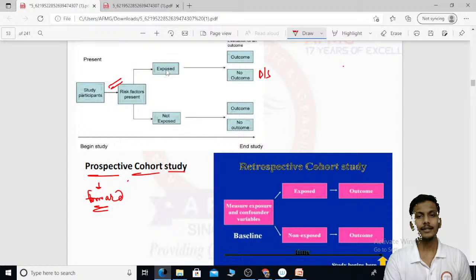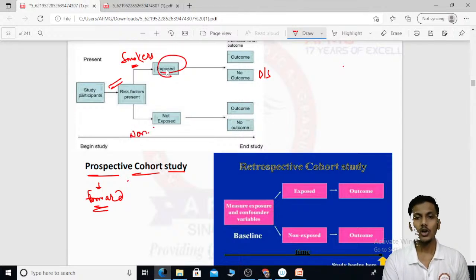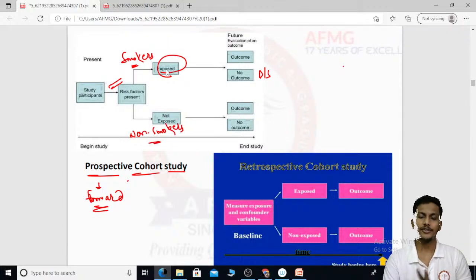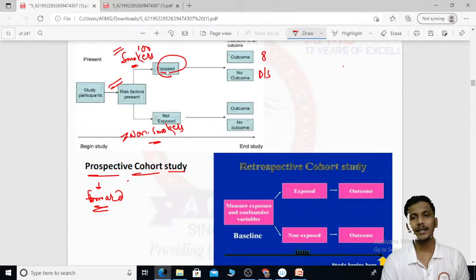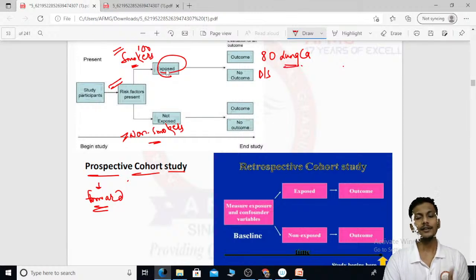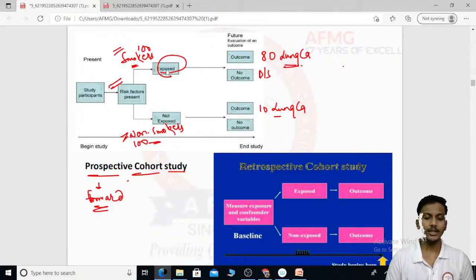For example, we have 100 smokers in our population, that would be the exposed group, and we have 100 non-smokers in our study groups. Please remember, usually minimum 2 study groups should be there: one is the exposed group and second is the non-exposed group. If out of 100 smokers, for example, 80 develop lung cancer, and out of the 100 non-smokers only 10 develop lung cancer, this is how a prospective cohort study is actually undertaken.